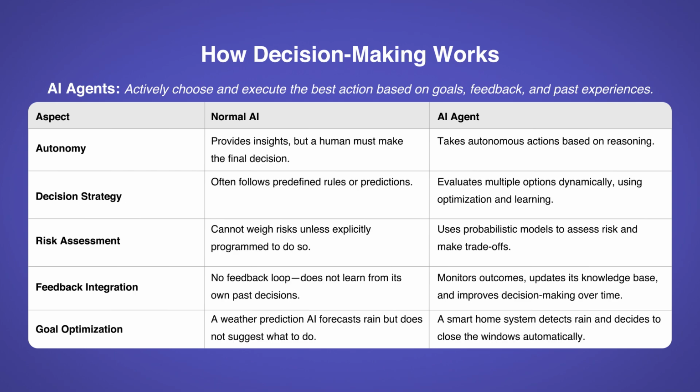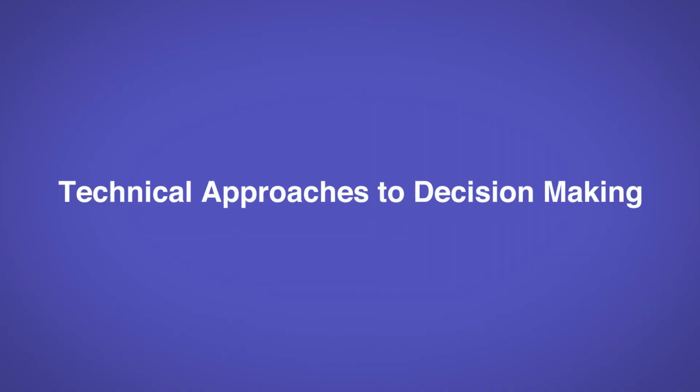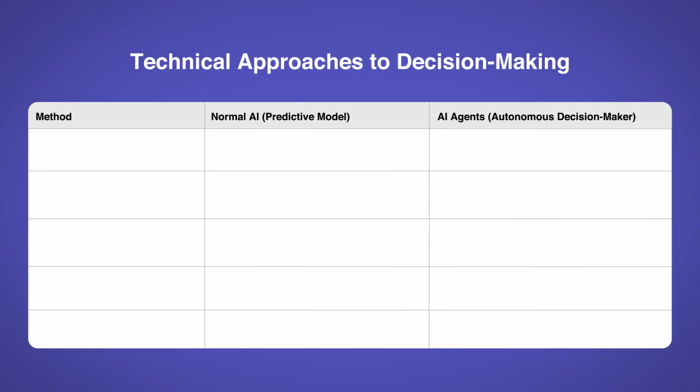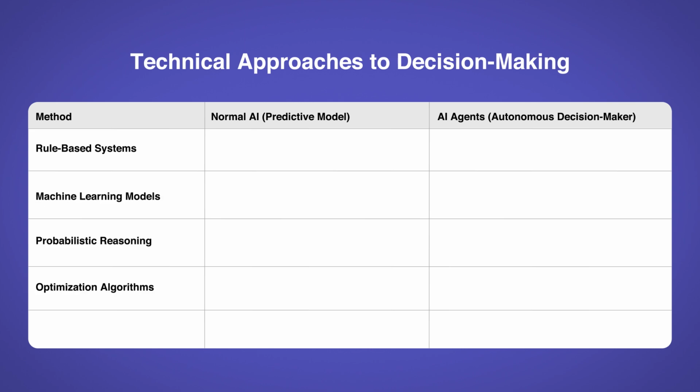Now, you can pause the video and take a look at all of these points. I won't go into all of these points in detail because I actually want to focus more on the technical approaches to decision making. I think that's more important to understand. So there are a couple of different technical approaches, namely rule-based systems, machine learning models, probabilistic reasoning, optimization algorithms, and then also we'll go over an example quick.